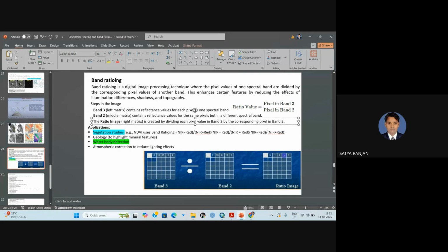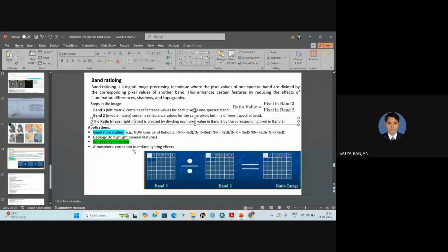So we take band 3 and ratio band 3 to band 2. The 10 is divided by 2, the same position, and it results in 5, then 16 is divided by 16, and the result is 1, and for the last pixel the value is 9. So for near infrared plus red, this is one of the techniques.